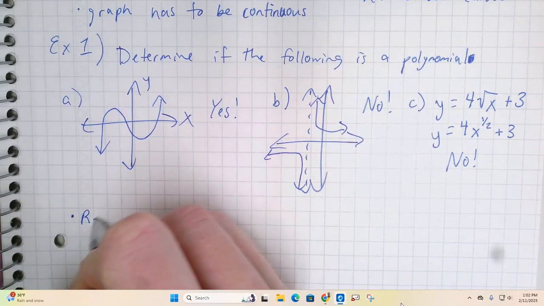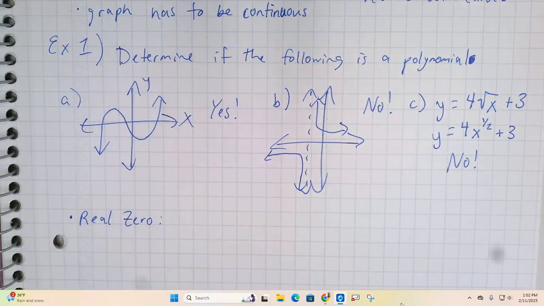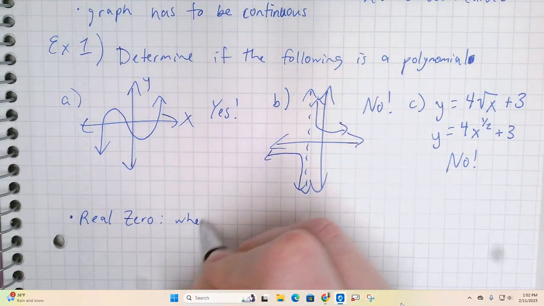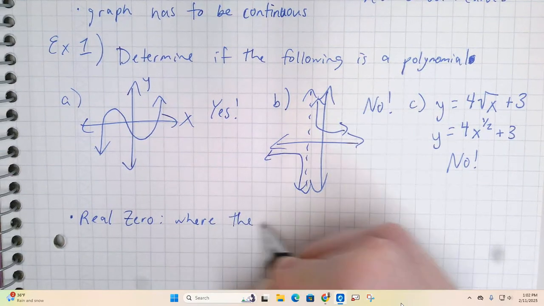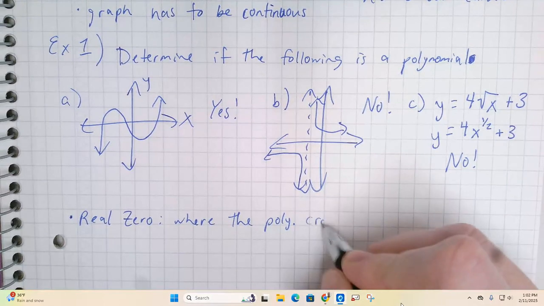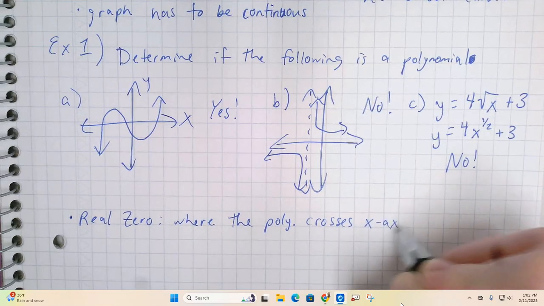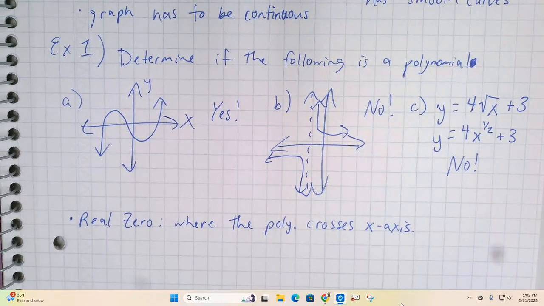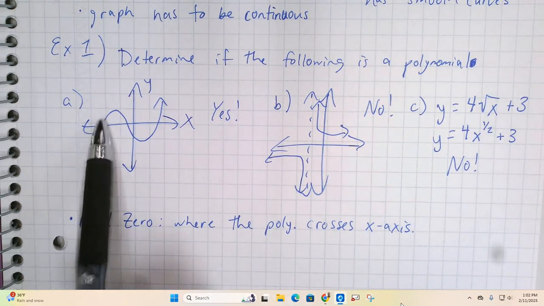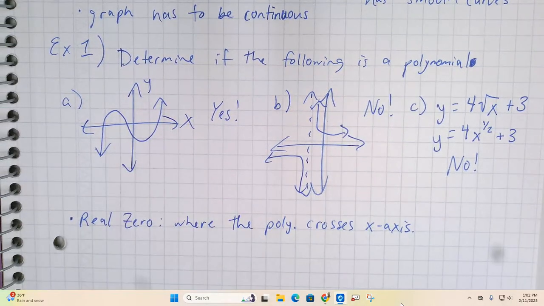Okay, a little bit more vocab before we do our next example. The first is going to be real zero. Real numbers that are zeros. So this is where the polynomial, which you can abbreviate, I'll just put poly, crosses the x-axis. And just a quick glimpse at that, if you looked at part A of example 1, it crosses the x-axis 1, 2, 3 times. Those would all be real zeros where it crosses the x-axis.